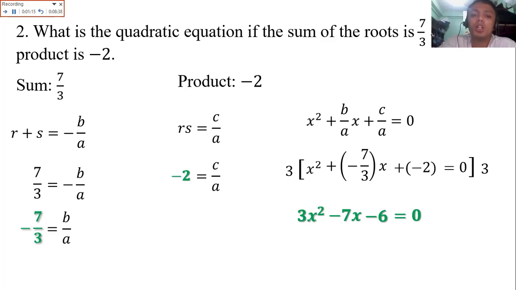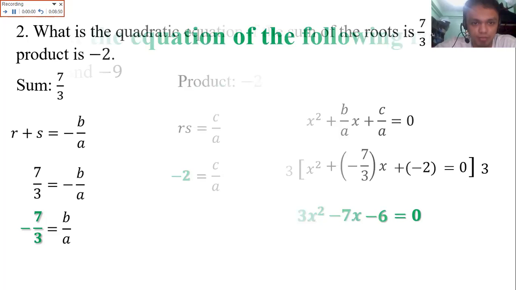Pero ito, applicable lang to kapag kayong roots are whole numbers or integers at saka fraction. Pero kung may radical sign or may square root, hindi siya pwedeng gamitin. Okay?